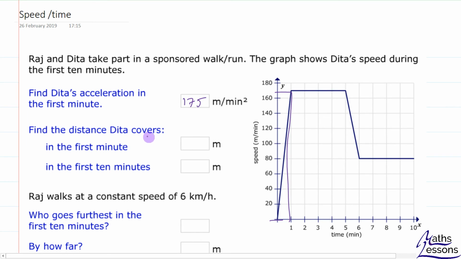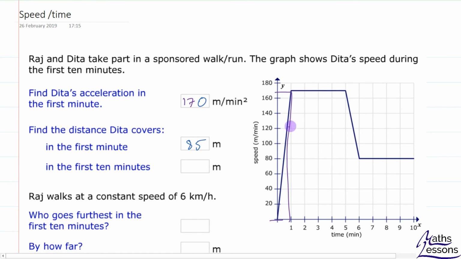Find the distance D covers in the first minute. So it's 175 high, 1 across, so it's a triangle, times that by a half, and you will get your answer, which is going to be... Have I made a mistake here? Yes, I've made a mistake there. Sorry, that's not 175. I knew there was something wrong with that. So that's 170, halfway between 180 and 160. So 170 divided by 1. Okay, so now the distance travelled in the first minute is going to be 170 times 1 times a half. So that will give us 85.